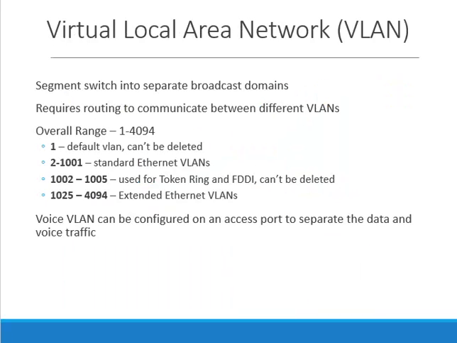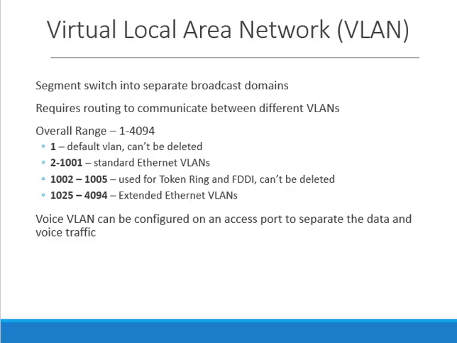VLANs segment a switch into separate broadcast domains, right? And we can't cross VLANs. With trunks, we can pass multiple VLANs across a link, but we're not going to cross from, say, VLAN 10 to VLAN 20 without routing. Okay, and remember, routers don't, by default, forward broadcasts, so it's kind of neat. You can visualize that each of our VLANs is going to be a separate broadcast domain. Generally, we would assign a different subnet for each VLAN.